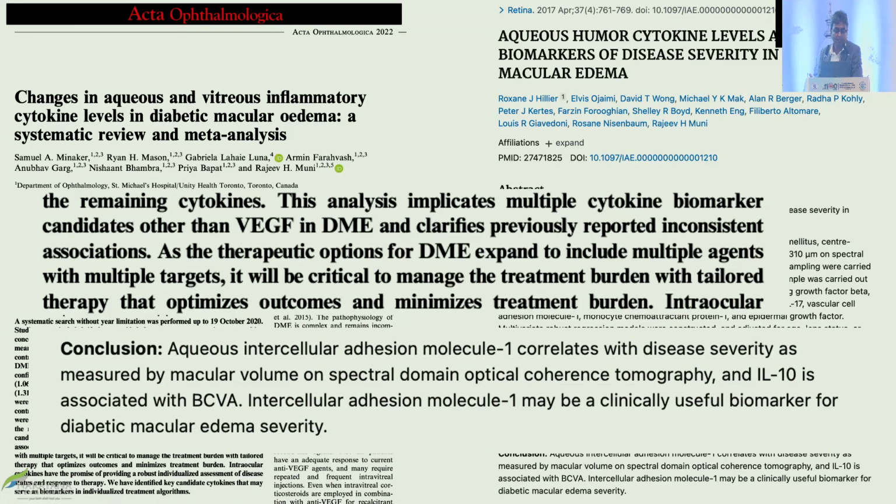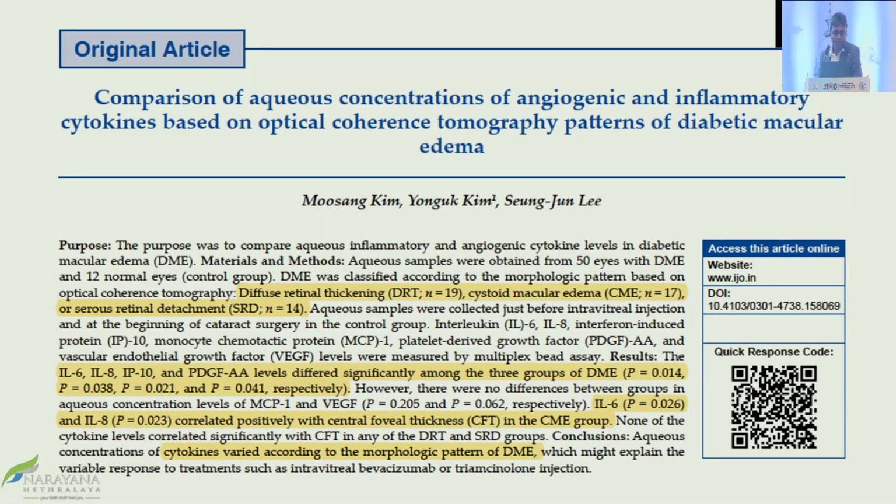Even the ICAM molecules correlate with disease severity, especially in recurring macular edema. This is an old paper which shows IL-6 and IL-8 are increased in different types of macular edema.